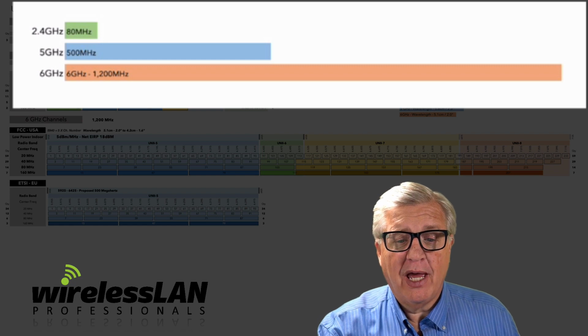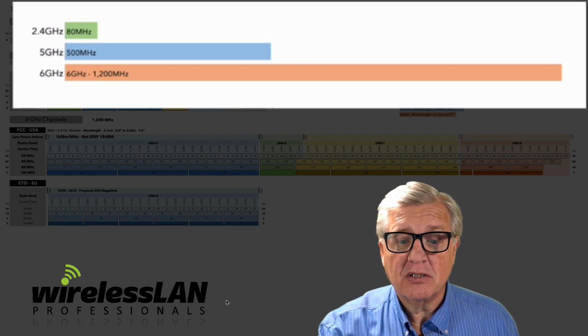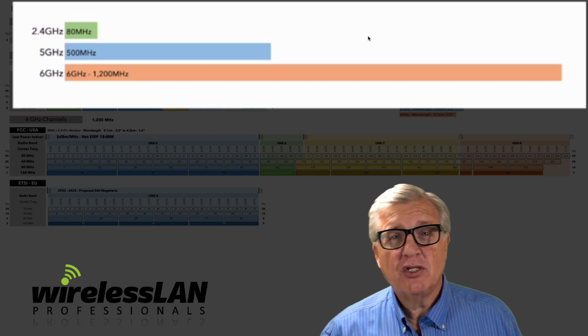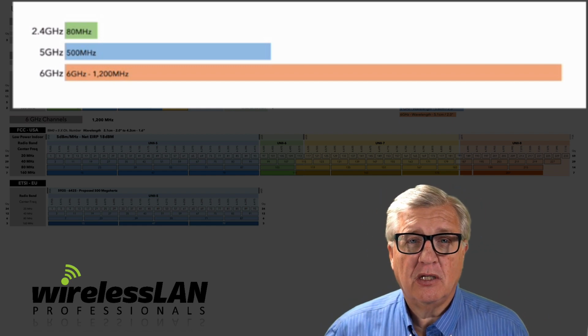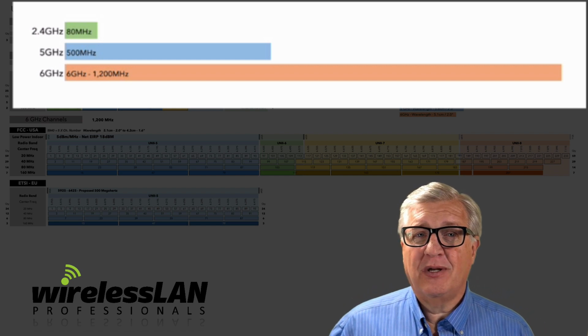How much bandwidth do we have? In 2.4 gig, we have only 80 megahertz to play with. 80 megahertz sounds like a lot until you realize it's really only 3 channels. We only have 3 channels of non-overlapping frequency to use in 2.4. Nice, great. And 20 years ago, it was fantastic. We didn't have anything else.